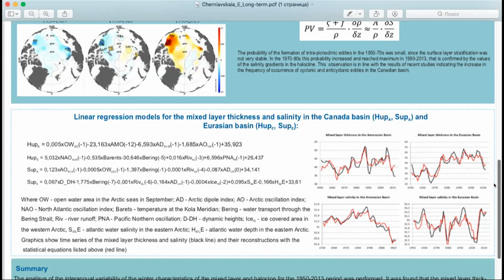the exchange between the oceans somehow affected these variations of salinity and mixed layer thickness also.